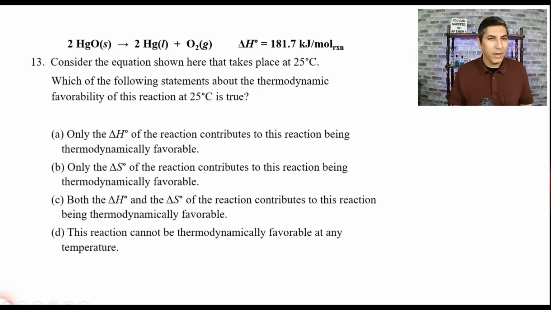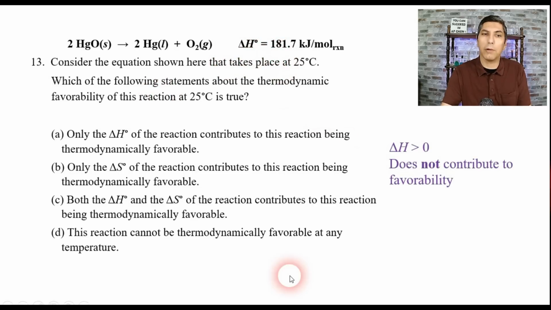Question 13 is a question about thermodynamics from Unit 9. It says, consider the equation shown here that takes place at 25 degrees Celsius. Which of the following statements about the thermodynamic favorability of this reaction at 25 degrees Celsius is true? Now, the first thing I notice is that the delta H for this reaction is positive. That means that this is an endothermic process.